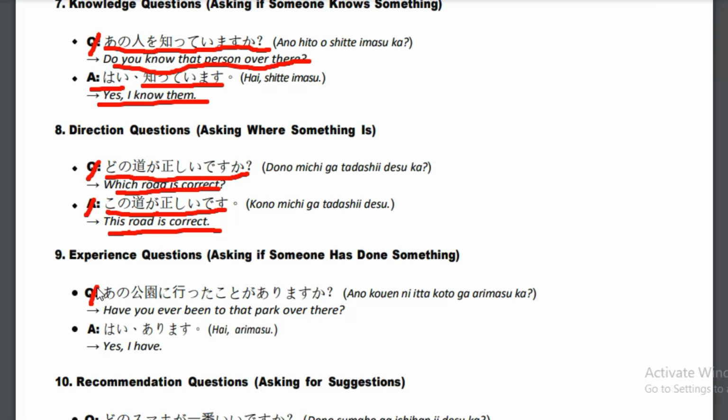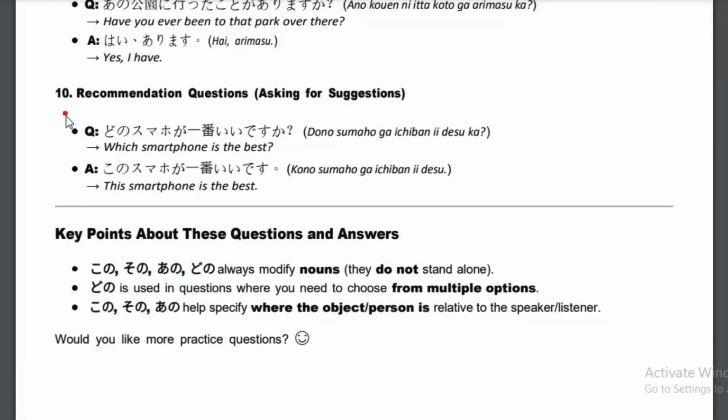So the next question is Ano kaban koen ni itta koto ga arimasu ka? Means have you ever been to that park over there? So the answer would be Hai means yes, arimasu. Means yes, I have.